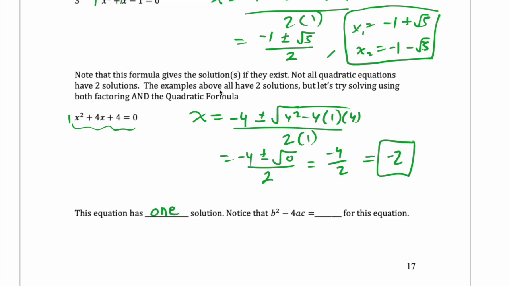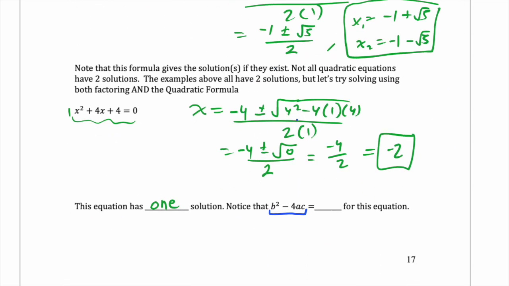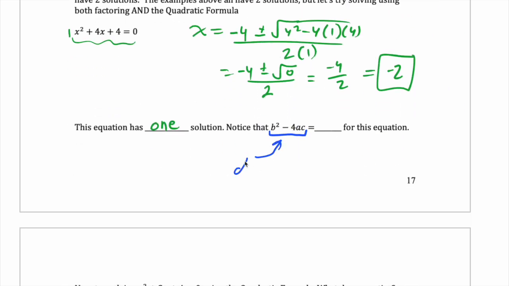Notice that b squared minus 4ac, which is what's under the square root sign of the quadratic formula, sometimes we call that the discriminant. So if that value under the square root sign is 0, then we get one solution.